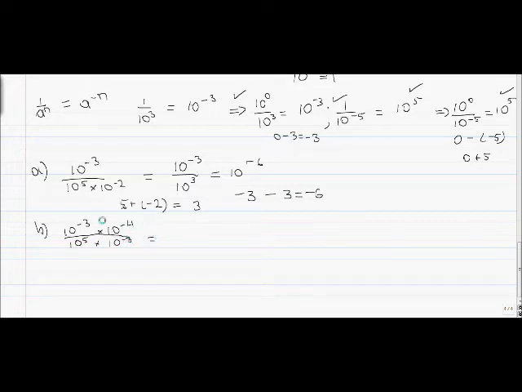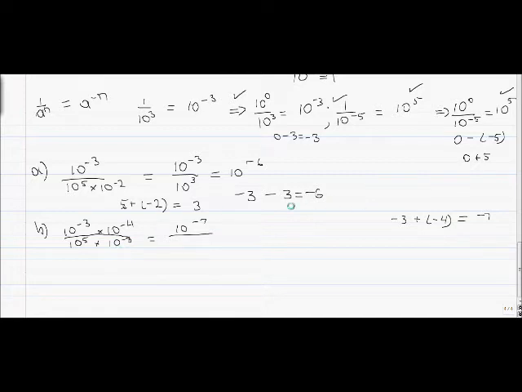So again, let's calculate the top first, and then we'll get to the bottom. So multiplication, we keep the same 10, negative 3 plus negative 4. So let's do it on the side. Negative 3 plus negative 4. So this is negative and this is negative. So 3 and 4 should be added together, 7. And you should keep the overall sign. This is negative, so this has got to be negative as well. So 10 to the negative 7.